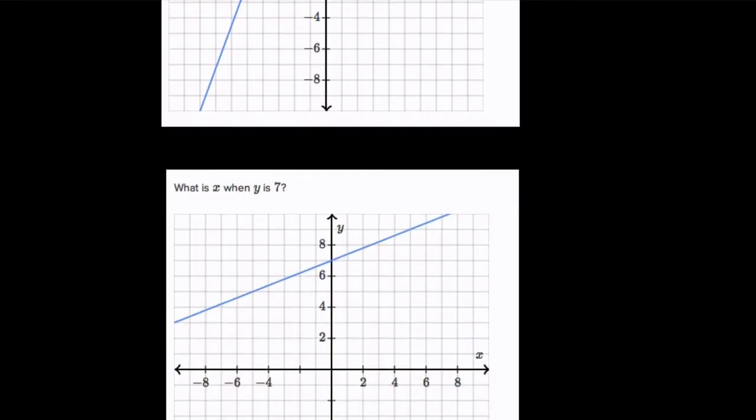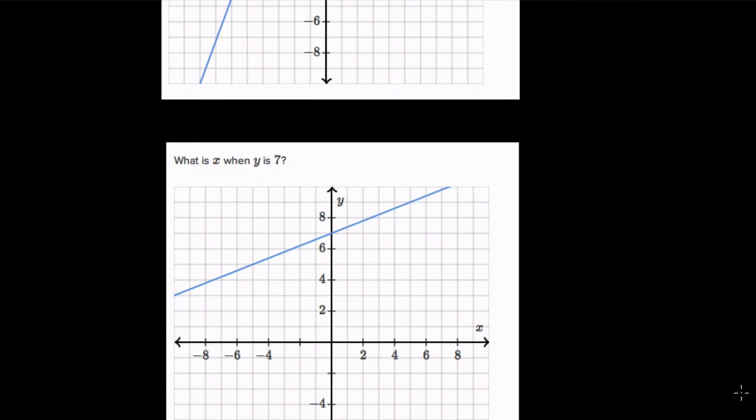And then here they say, what is x when y is 7? Well, on the line, when you have a height of 7, where are you? Here's the y-axis, 2, 4, 6, and here's 7. What point is this? Here the y value is 7. What's the x value? Here on the y-axis, the x value is 0. So the answer is when y is 7, when the height on the line is at 7, the x value is 0.